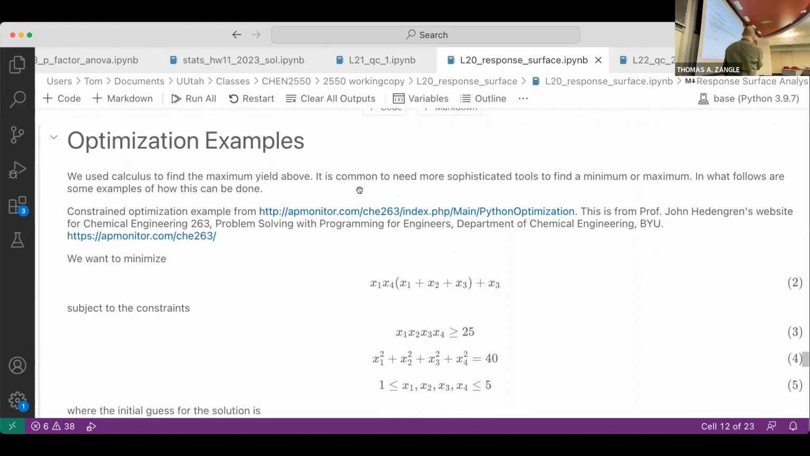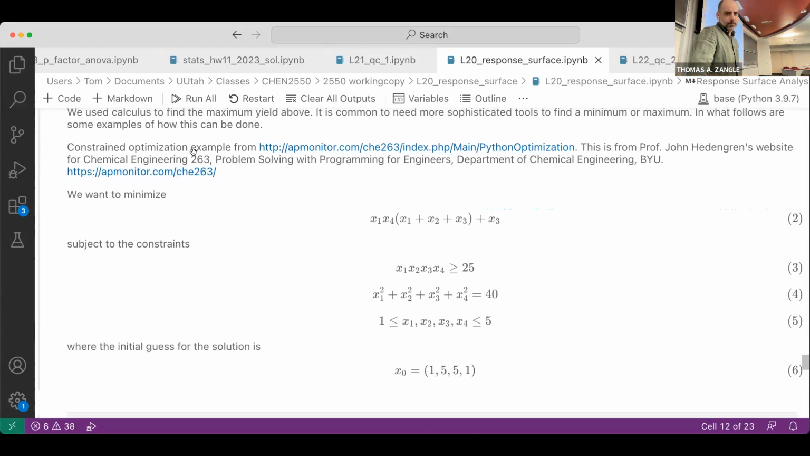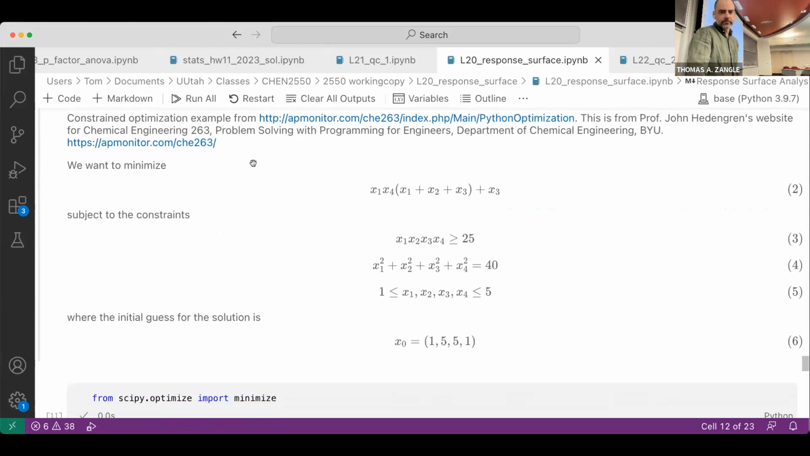But it's often the case that we don't just have a polynomial surface. And so it may be a little bit harder to just directly use calculus to do the solution. And so there are many ways of finding the optimum. So here's one example of how this can be done.